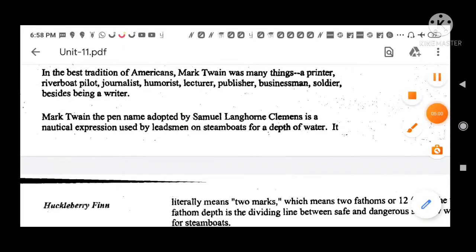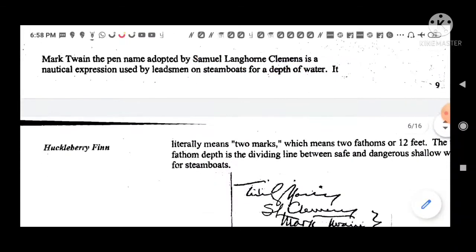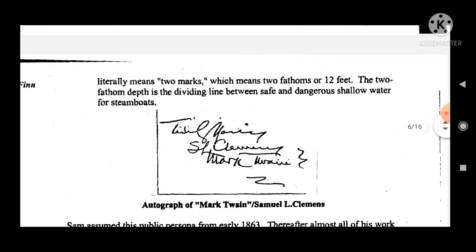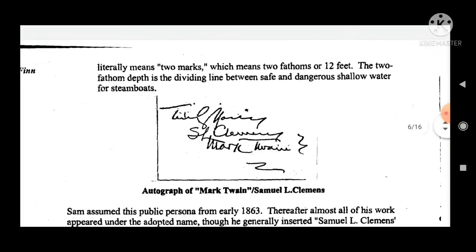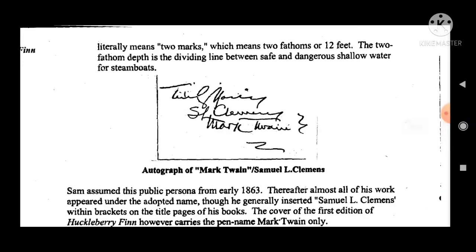Mark Twain, the pen name adopted by Samuel Langhorne Clemens, is a nautical expression used by leadsmen on steamboats for depth of water. It literally means 2 marks, which means 2 fathoms or 12 feet. The 2 fathom depth is the dividing line between safe and dangerous shallow water for steamboats.